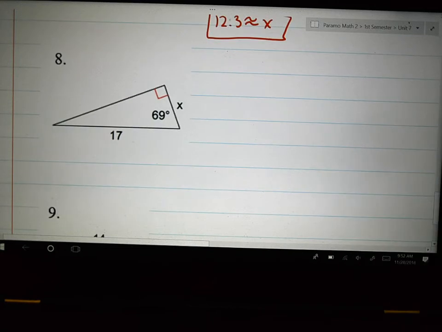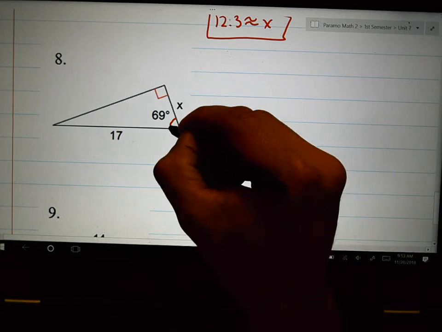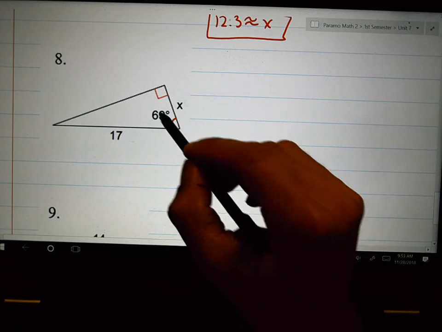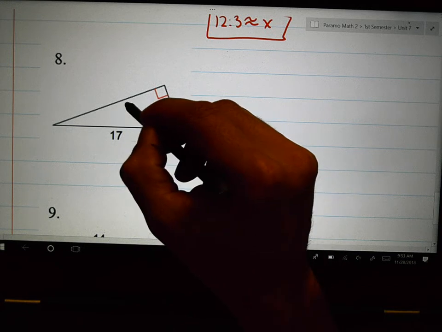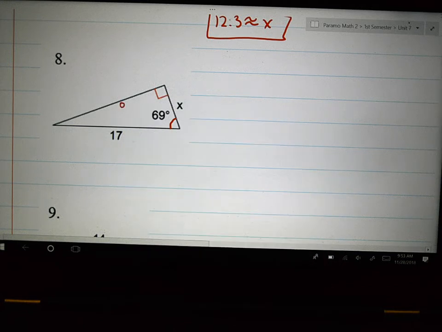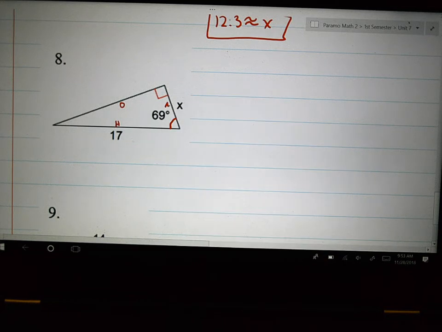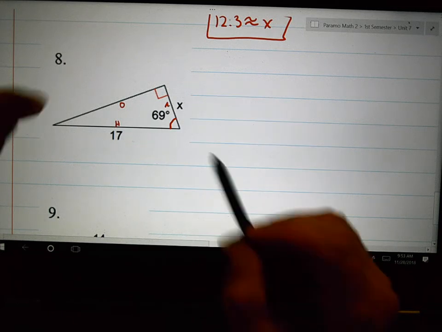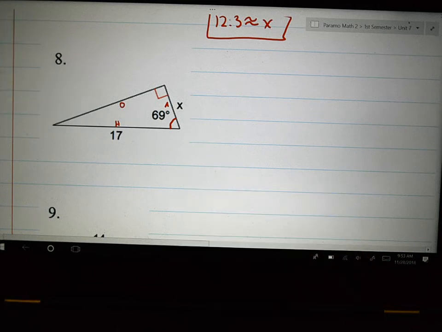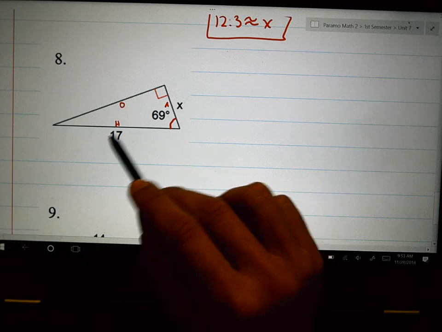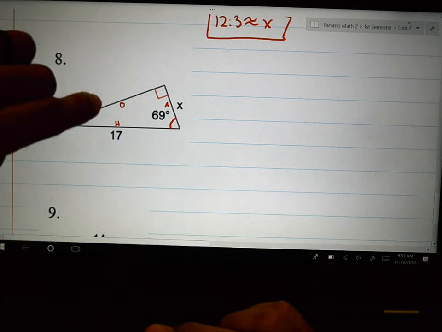Now let's try another one. I'm going to go a little faster this time. There's my angle. Opposite is over here, but nothing's next to the opposite. I'm probably not going to use it. Hypotenuse is next to the 17. Adjacent is next to the x. I have an angle, and I already know which function I'm going to use because I see what things I'm going to use and what I'm not going to use.